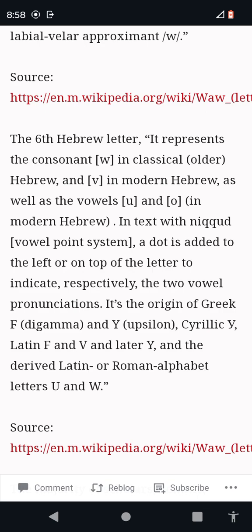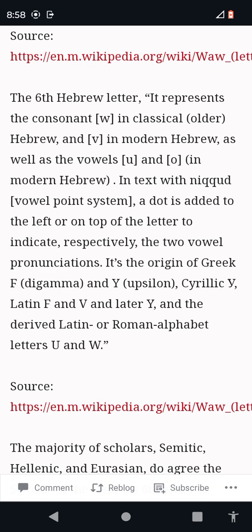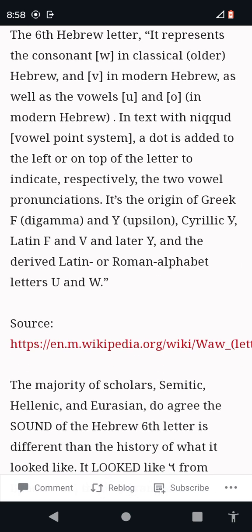in classical, that means older Hebrew, and V in modern Hebrew, as well as vowels U and O in modern Hebrew. In text with nikud, that is the little dots and dashes we told you about, a dot is added to the left or on top of the letter to indicate, respectively, the two vowel pronunciations. Its origin is Greek F digamma and Y upsilon, Cyrillic Y, and Latin F and V, and later Y, and the derived Latin or Roman alphabet letters U and W.